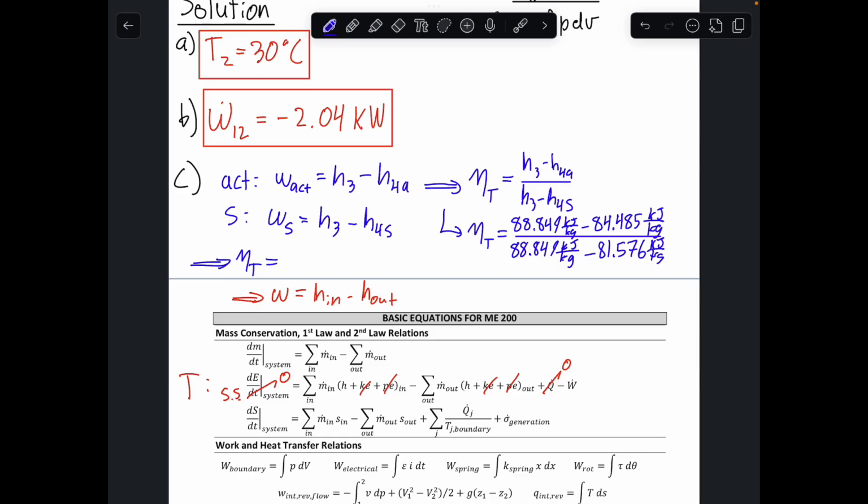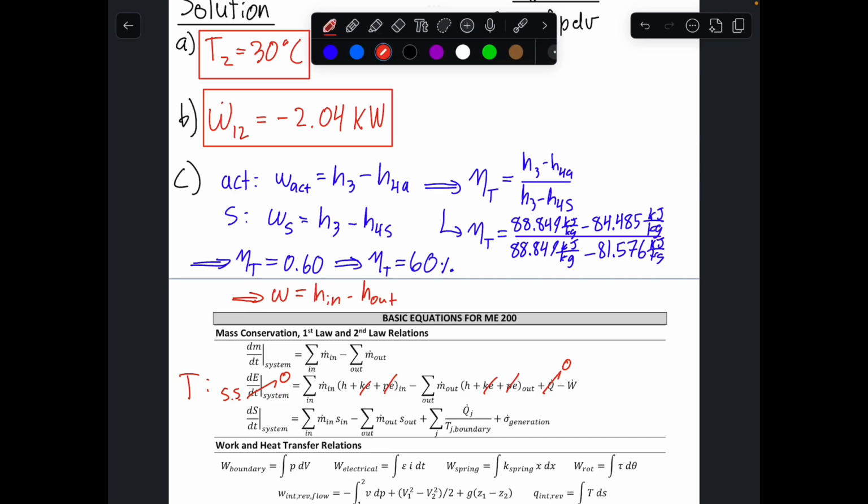Eta T is going to be equal to 0.60. And they ask for it in percentage, so we can just say that our turbine efficiency is going to be equal to 60%. So this will be our final answer for the turbine efficiency.